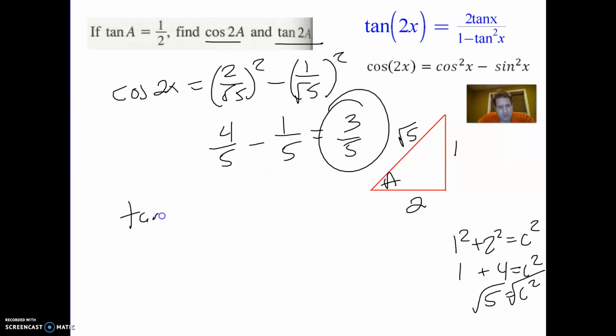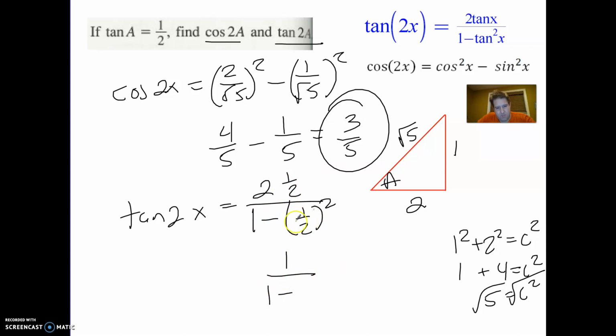Next one would be tangent of 2x equals 2 times tangent of x, which would be 1/2, because that's opposite over adjacent, and then over 1 minus tangent squared, which is 1/2 squared. Okay, so 2 times 1/2 is 1, so the top becomes 1. And then the bottom we have 1 minus 1/2 squared, which is 1/4. So now we have 1 over 3/4. And then you multiply, so keep, change, flip, and you get 4/3 as the answer.